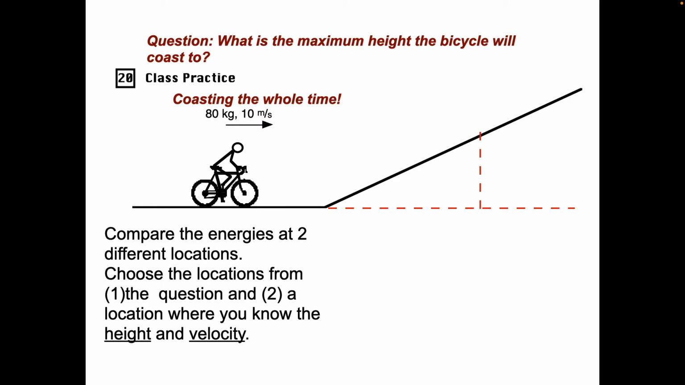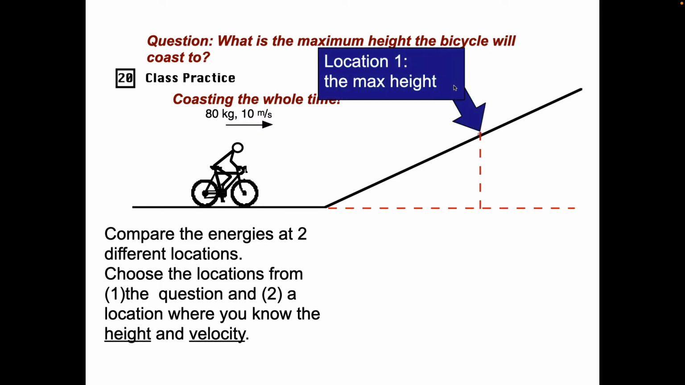All right, so this is going to be the maximum height. I really don't know where it is. It's not to scale, but we'll just call it that point right there. So that's what I'm looking for, the height at that location. Location 2 is somewhere else in the diagram where I know the height and the velocity. So in this case, that'll be down here at the bottom.